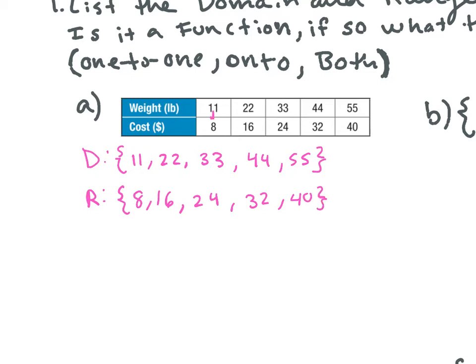Now 11 goes with 8, so I'm going to put our arrows here. 22 goes with 16, 33 goes with 24, 44 goes with 32, and 55 goes with 40. Because all of these match up perfectly, this means that it is a function, and it is both one-to-one and onto. So remember, when it matches up perfectly, everything gets an arrow, it is both one-to-one and onto.